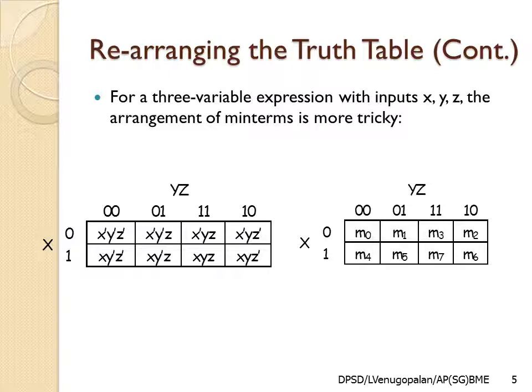So, between 00 and 01, Z changes. Y is 0 on both occasions, and Z changes from 0 to 1. Now, between 01 and 11, we can observe that Y is changing from 0 to 1. However, Z remains 1, right? The last one, when it is 11 and 10, again we observe that Y remains constant and Z is changing from 1 to 0.